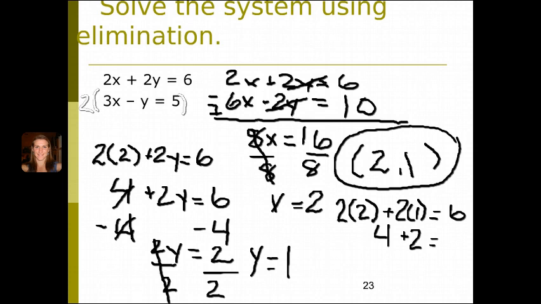Then we can plug it into the second equation. 3 times 2 for our x minus 1 for our y equals 5. 3 times 2 is 6 minus 1 equals 5. So it checks out in the second equation, which means that our solution for this system of equations is 2, 1.